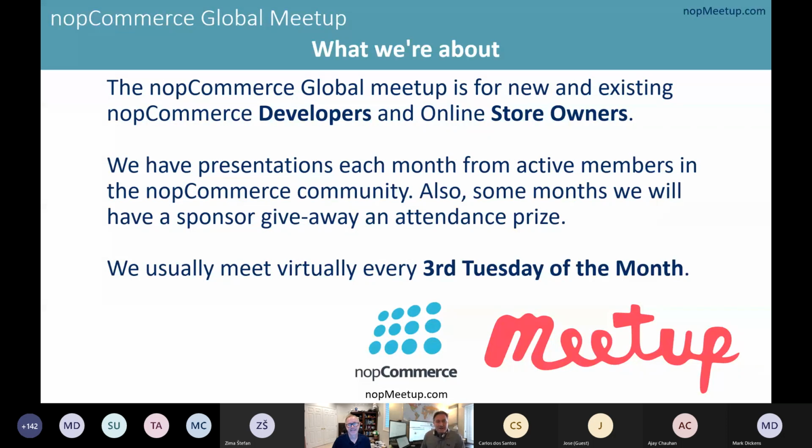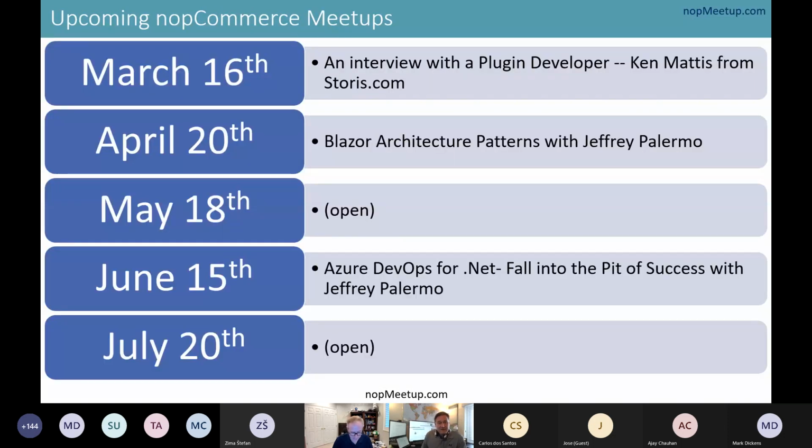So the global meetup is really for developers and store owners. We try to mix it up with technical and non-technical content. We do encourage sponsors as well. We meet the third Tuesday of every month, and we've been very consistent on that since we started back in June. We have a good handful of scheduled meetups coming.